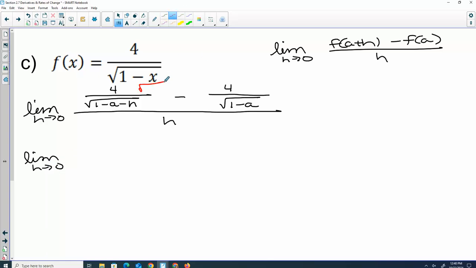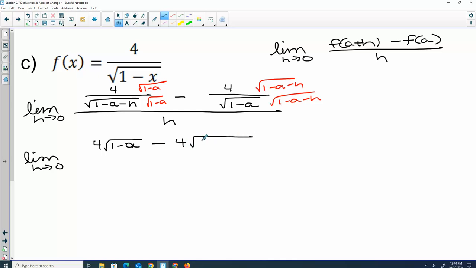So first one needs a square root of 1 minus a. Second one needs a square root of 1 minus a minus h. So we get 4 square root of 1 minus a minus 4. Can I go ahead and write these in one fraction? Yep.